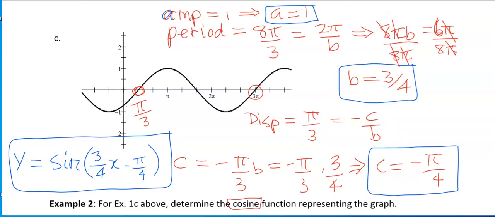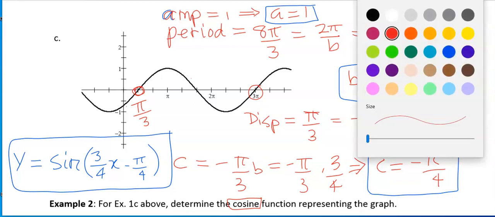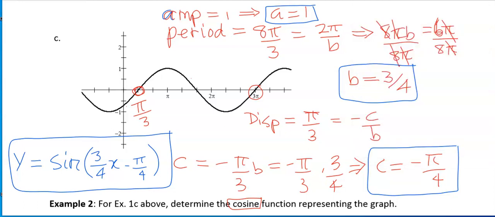Now, I've got a question for you. What do you think is going to change if we were to represent this as a cosine function instead of a sine function? Well, let me see. I'm going to erase some of that in just a moment to clear up some space, but let me ask you this. Do you think that if I call that cosine instead of sine, the amplitude changes? Does that make it any higher or any lower? Does that sort of stretch it vertically? Well, nope, it does not.